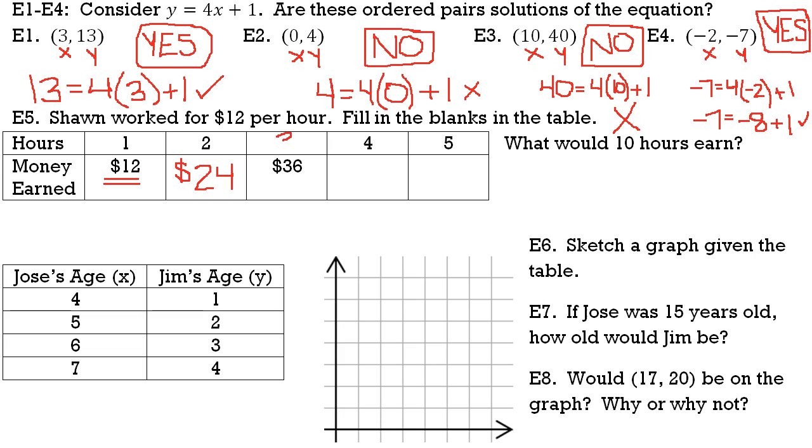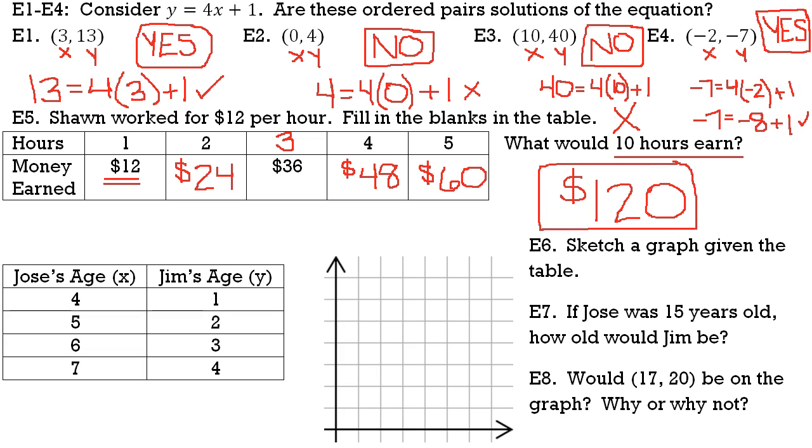I think the pattern is pretty easy to spot in this case. 3 hours, $36. 4, so now you're talking about $12 4 times. 12 times 4 is 48. And then 12 times 5 is 60. Now, if we were to continue the pattern, then we would do 10 hours at $12 per hour. 12 times 10 would be $120.